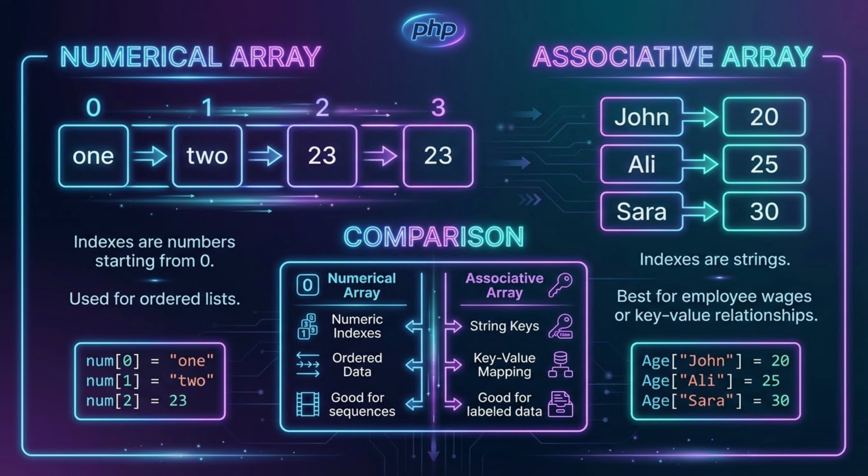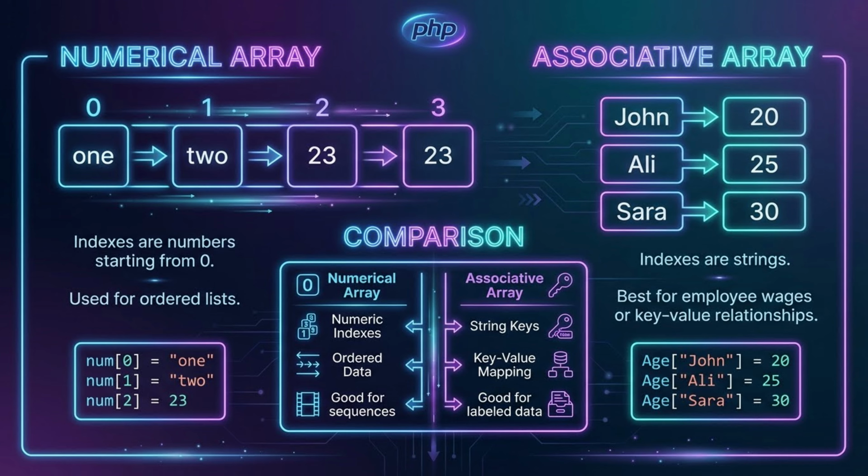In the comparison section, the differences are summarized visually. Numerical arrays use numeric indexes, store ordered data, and are best for sequences or simple lists. Associative arrays use string keys, rely on key-value mapping, and are best suited for labeled data where the key has meaning and helps identify what the value represents. While numerical arrays are excellent for looping through large sets of data in a specific order, associative arrays are more flexible and make your code more readable by letting you use human-friendly keys.